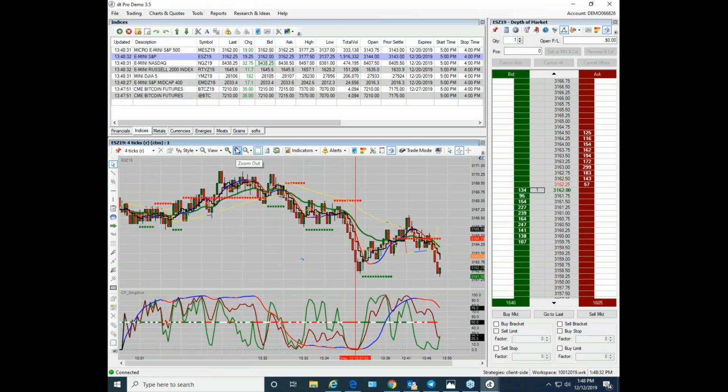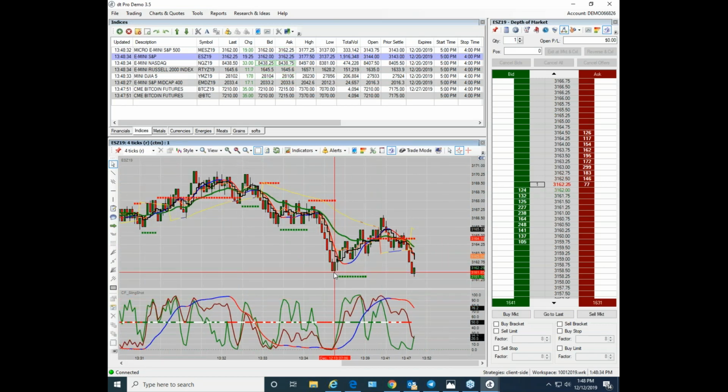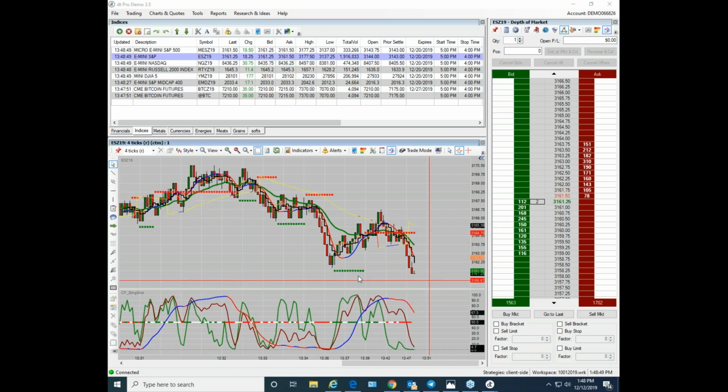Zoom out, zoom out, zoom out. Why? Because that's what Bert said. We got support here. So we're not going to touch the S&P on the short side until we break support. Does that make sense? We need to break this prior low. And not break it, just poke our head under it and then come back above it.